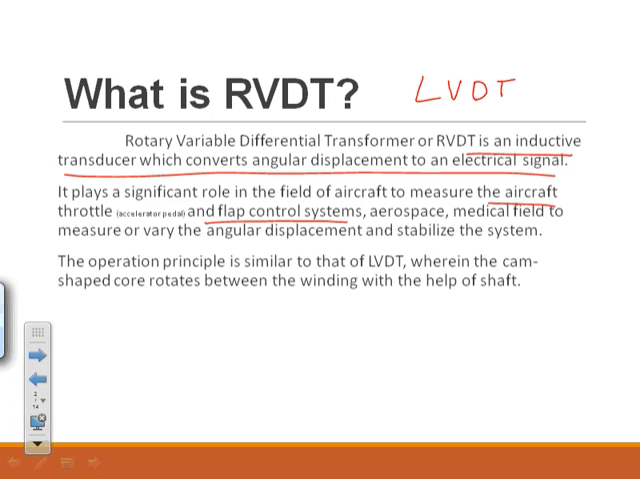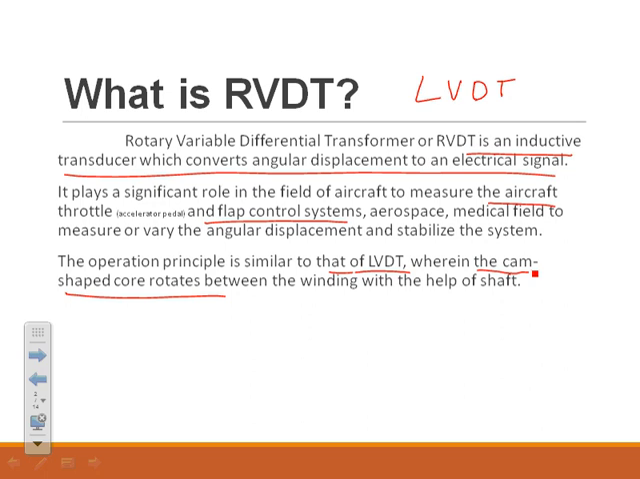The operating principle of the RVDT is similar to that of the LVDT, where a cam-shaped core is rotated between the windings with the help of a shaft. In an RVDT, we are using a cam-shaped core rotor. In an LVDT, we are using a soft iron core.